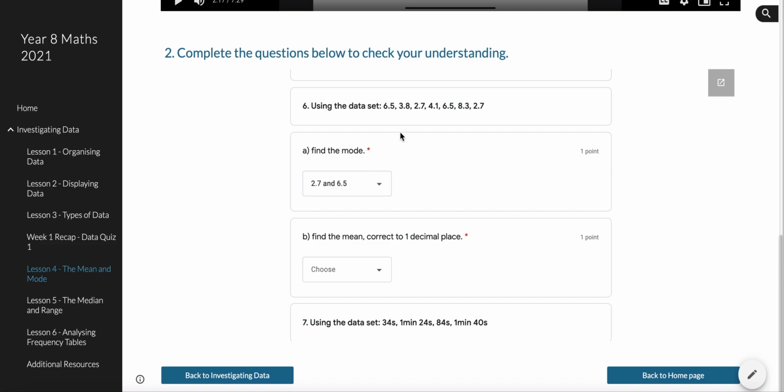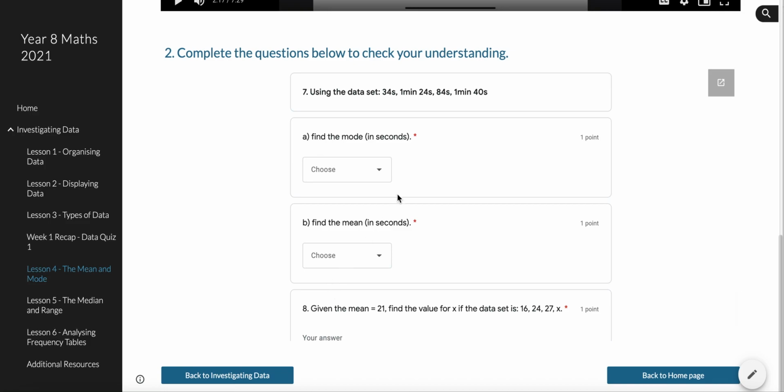Find the mean. So we just need to add these up. Doesn't matter that they're decimals. We can still add them up. 6.5 plus 3.8 plus 2.7 plus 4.1 plus 6.5 plus 8.3. Just make sure you don't make any small mistakes. It's really easy to make a little mistake when you're putting all these numbers into the calculator. So my sum of all these scores is 34.6, and then I need to divide by the number of scores, which is 1, 2, 3, 4, 5, 6, 7. So 34.6 divided by 7, which gives me 4.9, because it's correct to 1 decimal place.